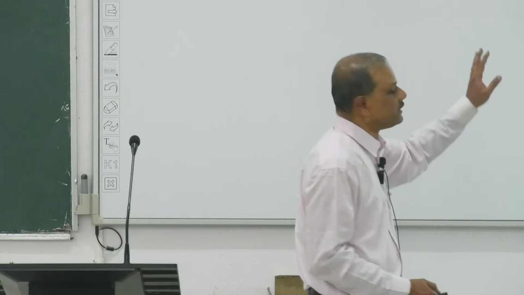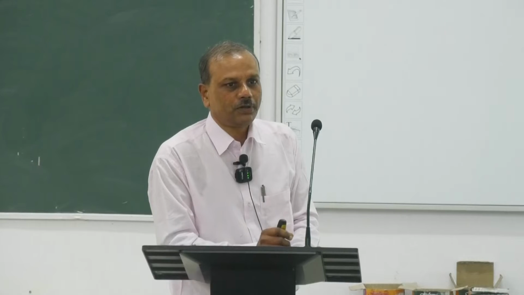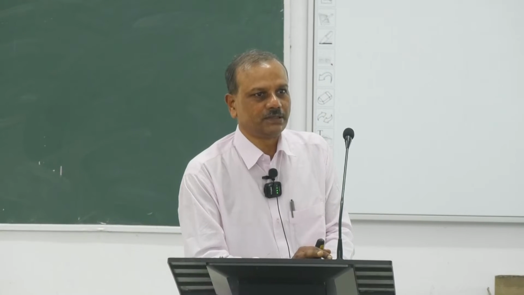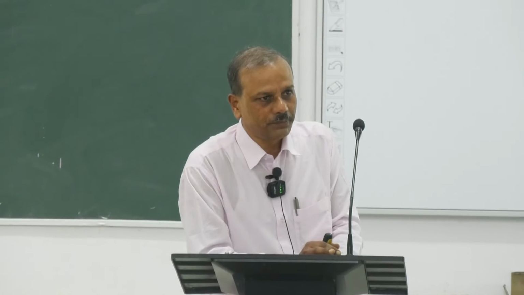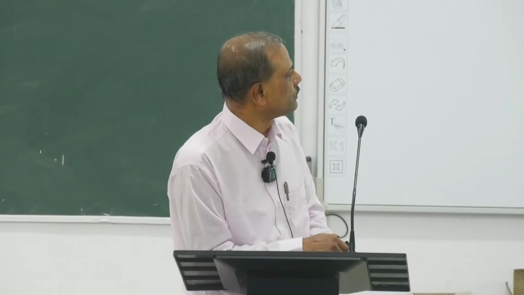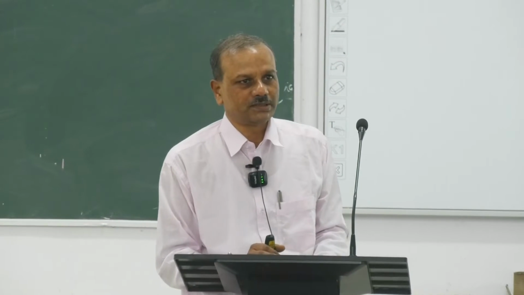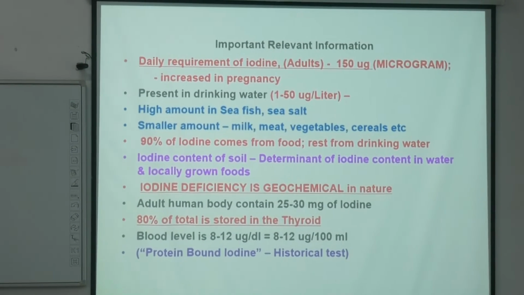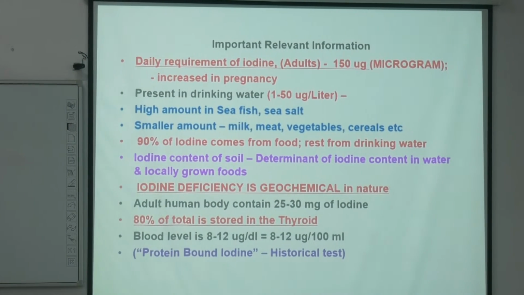Next. Yes, see some important information about thyroid. See, the daily requirement of iodine is 150 microgram, and in pregnancy the requirement is increased because of the growing fetus. So it is increased for iodine, and iodine is present in the drinking water. And the locally grown foods, or the animals living on that plant, actually have iodine from the soil itself. So a high amount is present in sea fish and sea salt.